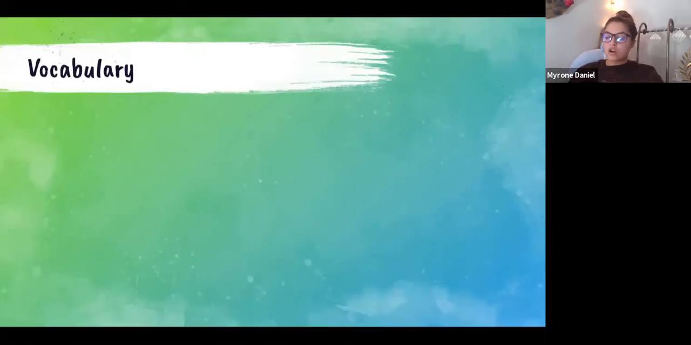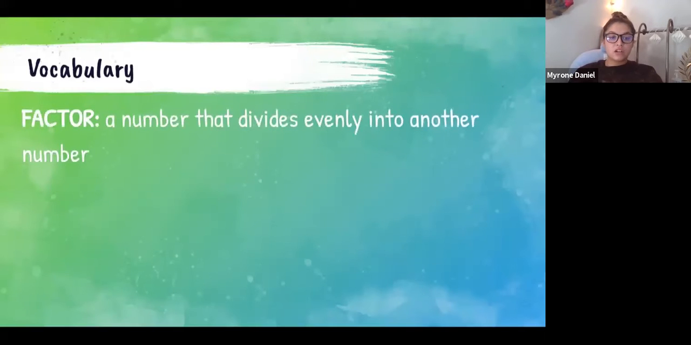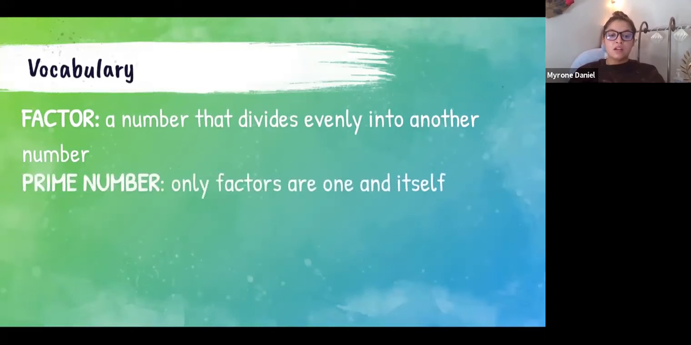Okay, so we have our vocabulary today. It's going to start off with a factor. A factor is a number that divides evenly into another number. I'm going to show you some examples of those factors as well, but that's the definition. We have a prime number. Its only factors are 1 and itself. So you can only break down 3 as a factor tree by 1 and 3. It can only be multiplied by 1 in order to be a prime number.